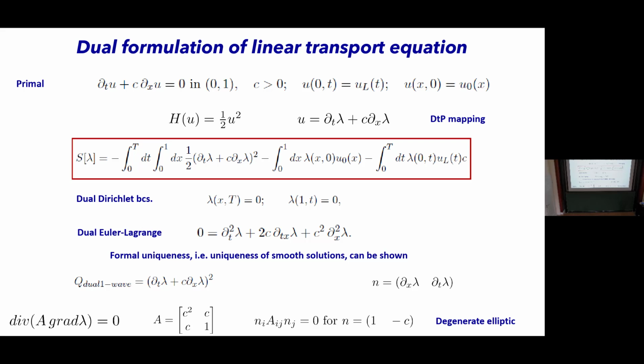So put these Dirichlet conditions. So again, you can do formal uniqueness, so you know what conditions you might want to put. The dual Euler-Lagrange will be this. You look at the quadratic form for this one. Turns out it's degenerate elliptic. It loses ellipticity exactly along the characteristics where it must. And that much you must have.